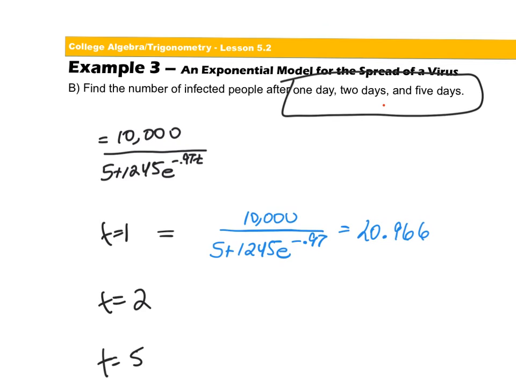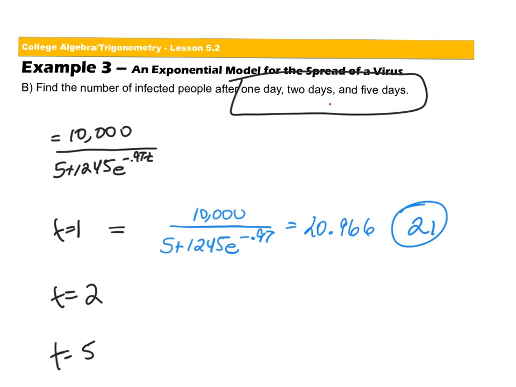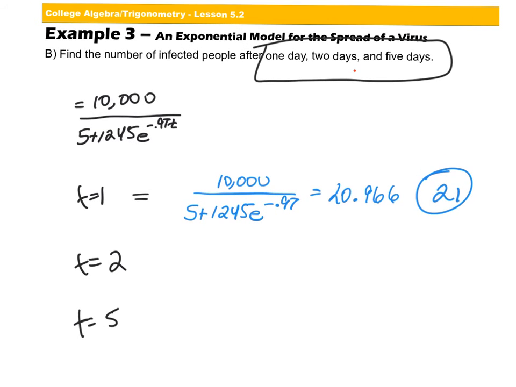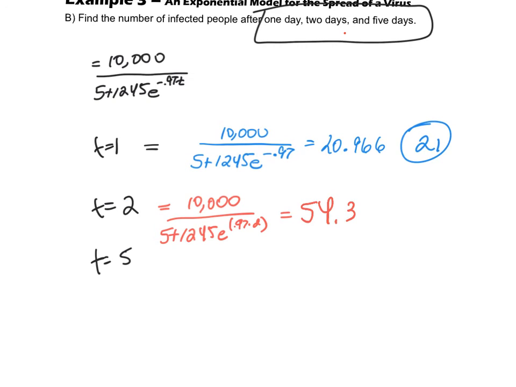So if I'm finding the number of people infected, about how many people were infected from this disease after the first day? About 21. Okay, so now I'm going to do the exact same problem. I'm going to evaluate where t is 2. Okay, I got about 54.37. So how many people is that about? 54. And now we're going to evaluate after how many days? 5.